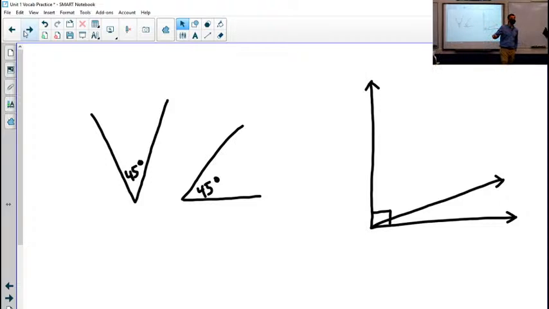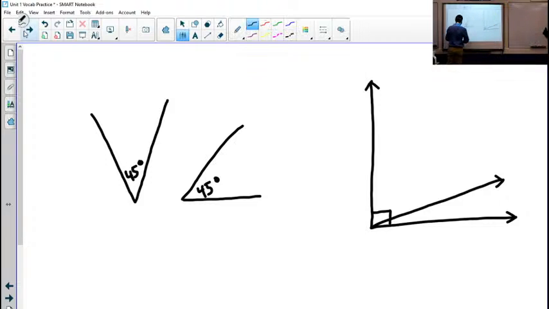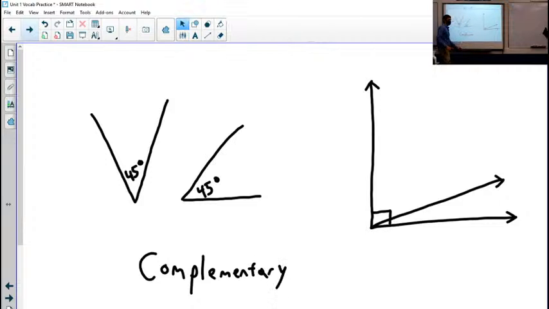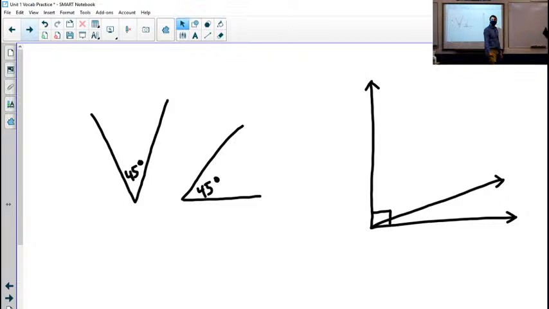Part of the memory trick for this was that C comes first in the alphabet, and 90 is going to come first. So complementary is what goes with 90. Complementary angles are two angles whose measurements add to 90.